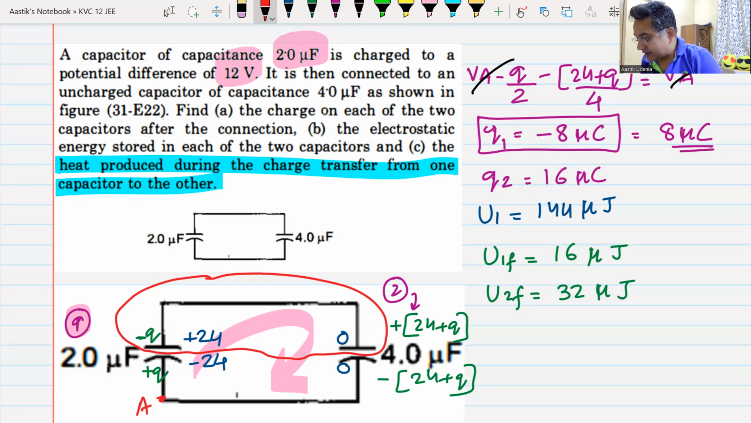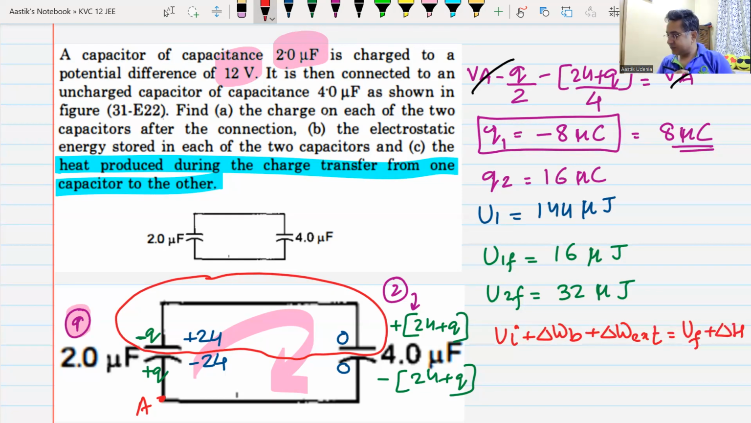How will I find out the heat produced? I will put this formula: initial energy plus work done by battery plus work done by external forces must be equal to final energy plus heat given. The initial energy is 144 microjoules. There is no work done by the battery. There are no external forces because there is no battery here. That must be equal to U final.